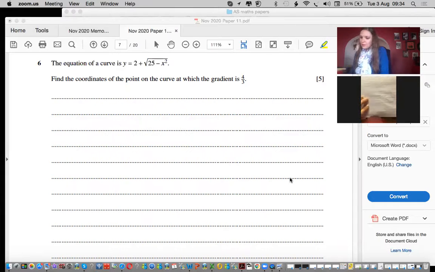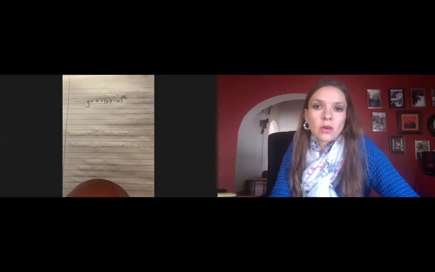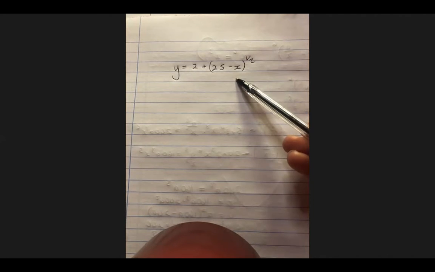We've got an equation of a curve with a square root. That's always nice. And they ask, find the coordinates of the point on the curve at which the gradient is 4/3. I hope you know that gradient means derivative. So I'm just going to copy down that curve. As I copy it down, I am going to say to the power of a half. I'm already writing it like this just to make my life easier.